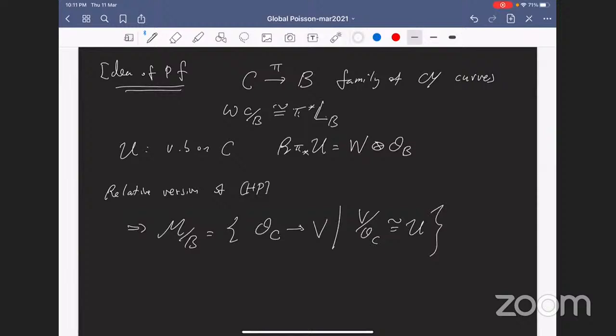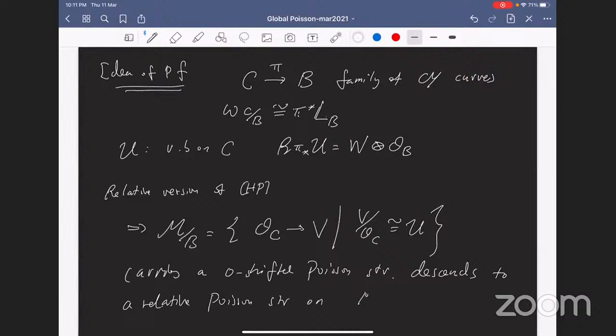Using, again, the work of PTVV, we were able to prove that this relative moduli space of complexes carries a zero-shifted Poisson structure. Sorry, I mentioned this term without definition, but as I said, I only care about the descent to the coarse moduli space. So this descends to a relative Poisson structure in the classical sense on the coarse moduli scheme. This means fiber-wise, it is a Poisson manifold.